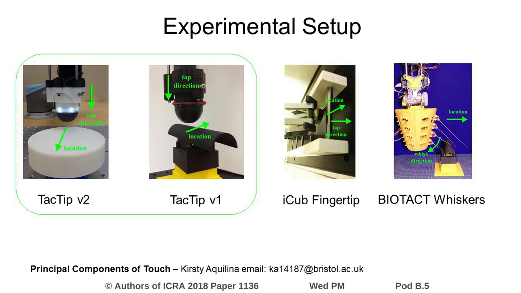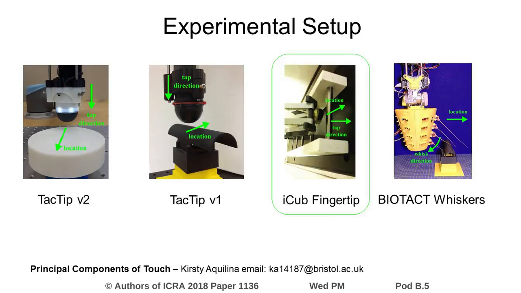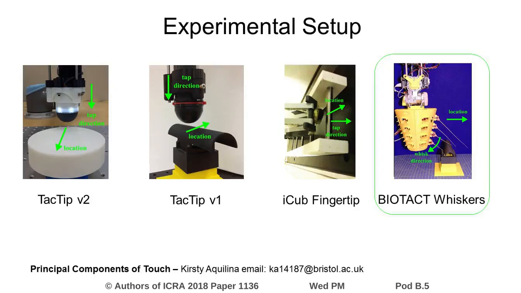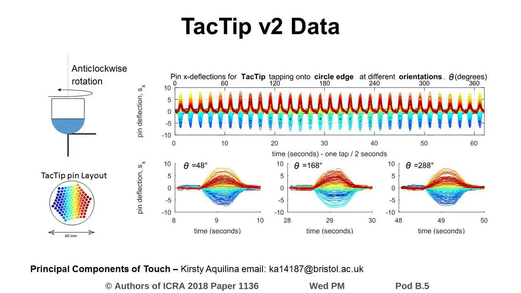These are TacTip V2 and TacTip V1, which are optical tactile sensors, the ICRA fingertip, which is a capacitive tactile sensor, and the BIOTACT whiskers. During the experiment, the sensor tapped, or whisked in the case of the BIOTACT whiskers, the stimuli at different positions. For the TacTip V2 experiment, the orientation of the sensor was varied, whilst for the rest, differently sized cylinders were used in the experiment.